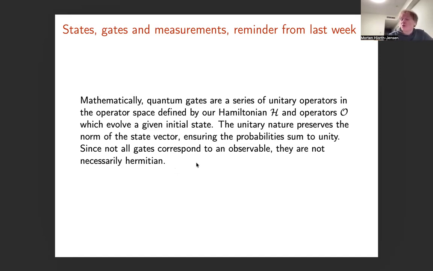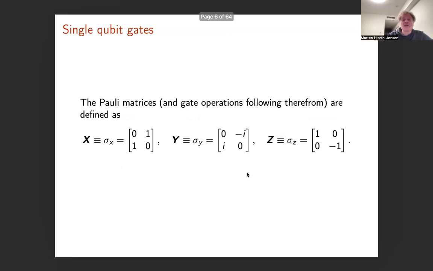Since not all gates correspond to an observable, they may not necessarily be Hermitian. But the gates which we saw last time are essentially all Hermitian gates. So a quick reminder of things which we discussed last week. The famous Pauli gates are the gates which we will see again and again and again.